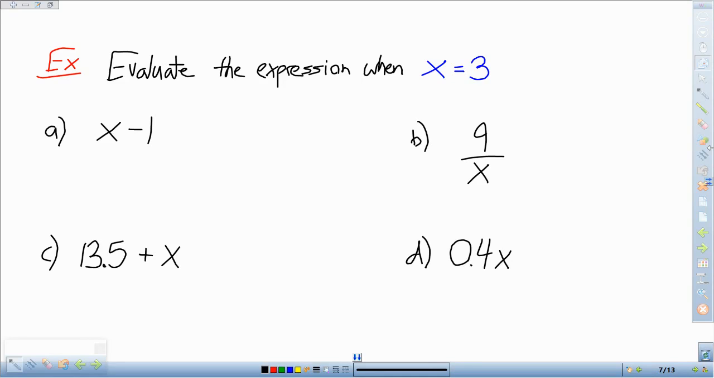All right, so the next thing this lesson gets into is to evaluate expressions. All right, which basically just means plugging in some numbers and doing a little bit of math. All right. Yeah, so it looks like this one is telling us to evaluate the expression when x equals 3. So again, go ahead, take a second, get the directions, copy these 4 problems, and we'll do it together.